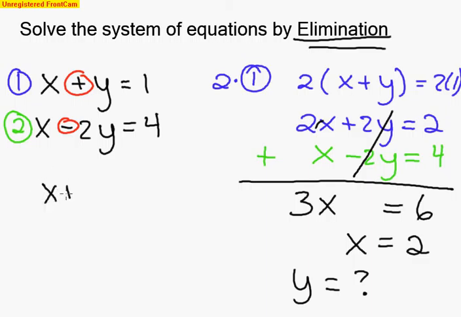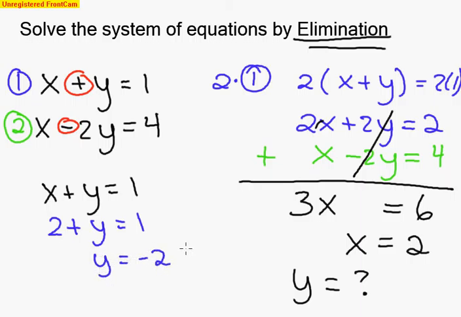So we have x plus y equals 1. If we plug in 2 for x, we have 2 plus y equals 1. We'll subtract 2 from both sides, y equals negative 1. Ignoring that mistake there, we have y equals negative 1 if we plug it into the first equation.